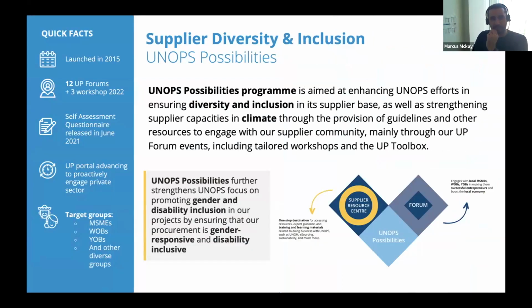We also have engagement platforms under our UNOPS Possibilities Programme. And what we try to include in our rolling agenda with our suppliers is trying to bring awareness and understanding to them about the climate agenda. The UNOPS Possibilities Programme focuses predominantly on stimulating small to medium enterprises or other underrepresented business groups, women-owned businesses, disability-inclusive businesses. And we try to bring, at the earliest stage, understanding of the importance of climate activity and climate actions from MSMEs at a national level. Next slide, please.